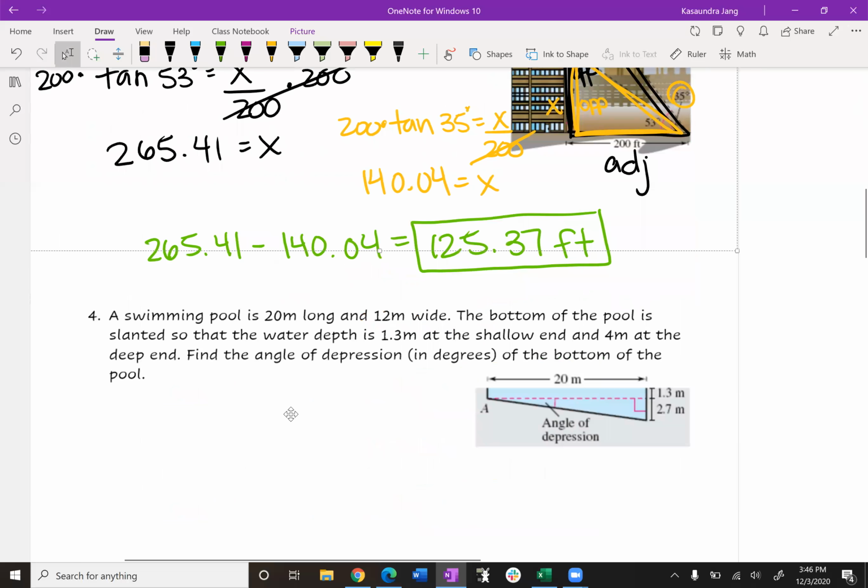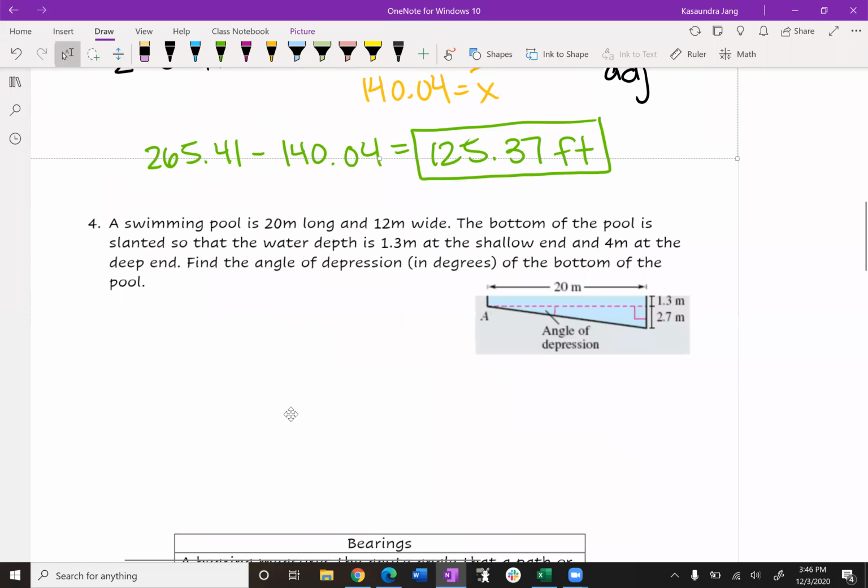And one more, this one's about a swimming pool. So a swimming pool is 20 meters long and 12 meters wide. The bottom of the pool is slanted, so the water depth is 1.3 meters at the shallow end, and then it's 4 meters at the deep end. So find the angle of depression, which it kind of highlights for you right here, the angle of depression in degrees of the bottom of the pool.